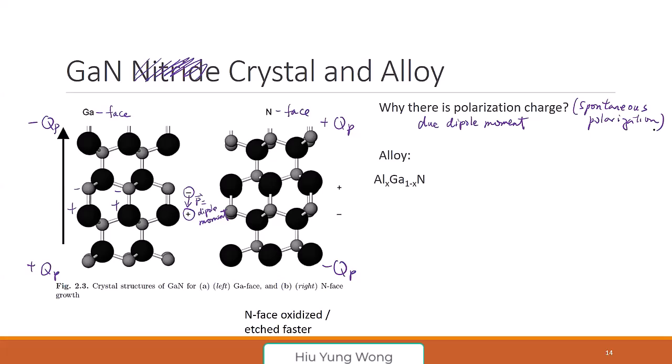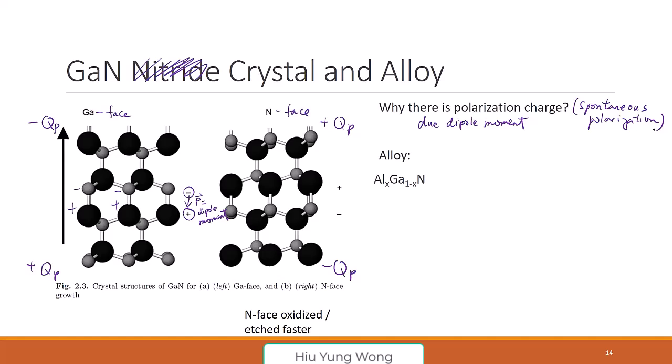Silicon carbide, you don't have this problem because they don't break the symmetry. Even though silicon and carbon have different electronegativity, because of the crystal structure, you don't have polarization charge. But here it breaks the symmetry so that you have this negative and positive polarization charge in gallium nitride. Is this okay?